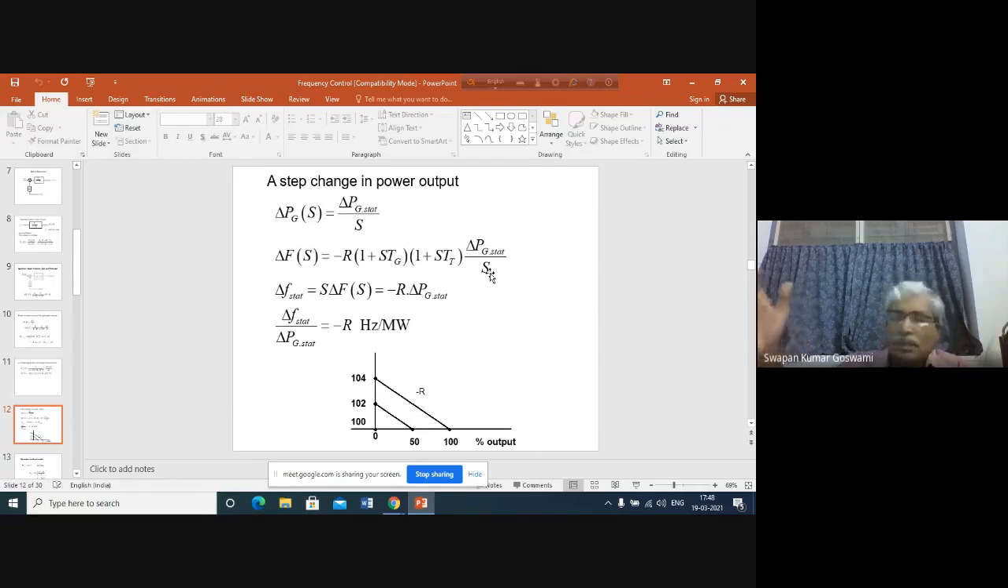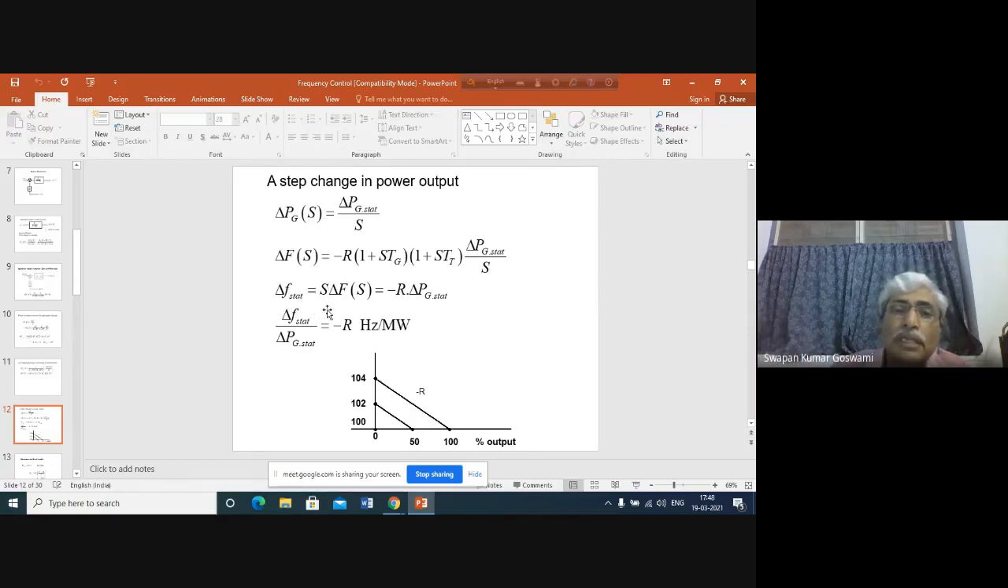Because obviously, if the generator delivers more power as a response to connection of load, the speed of the generator will change. Then how much will be the change in speed? That we want to know. At steady state, del F stat. Again, from the final value theorem, you can find out.